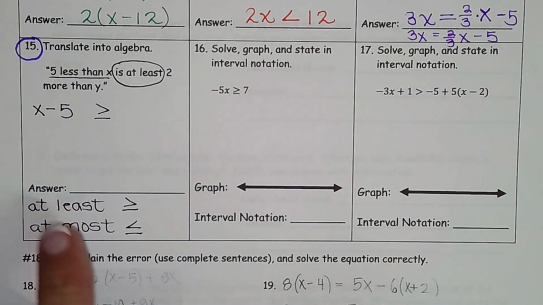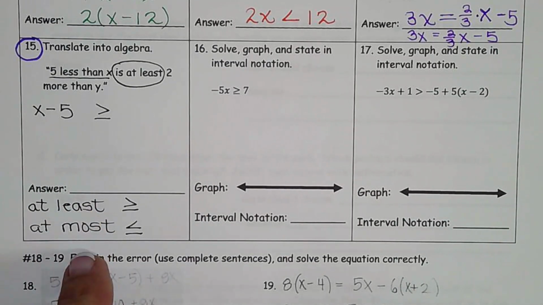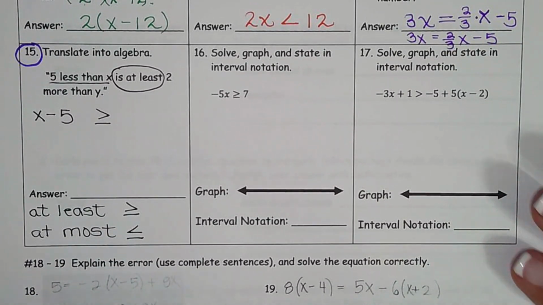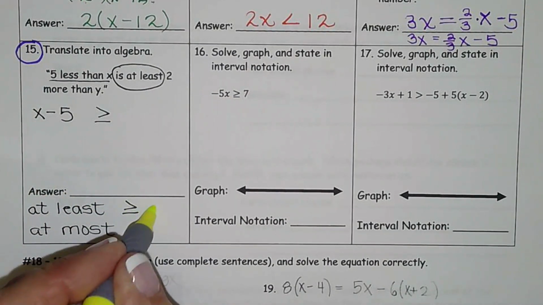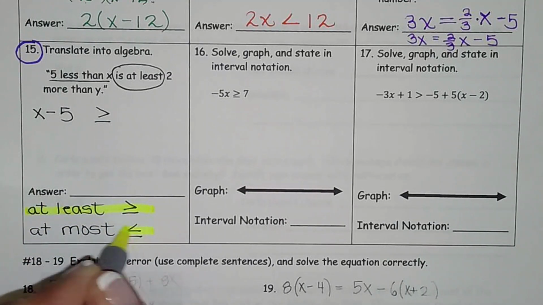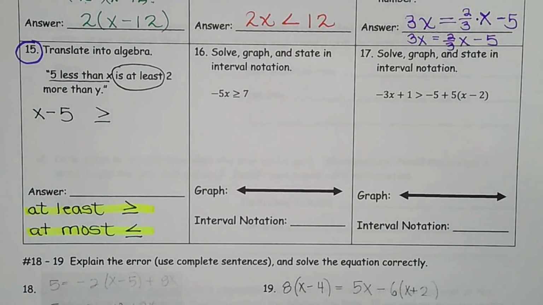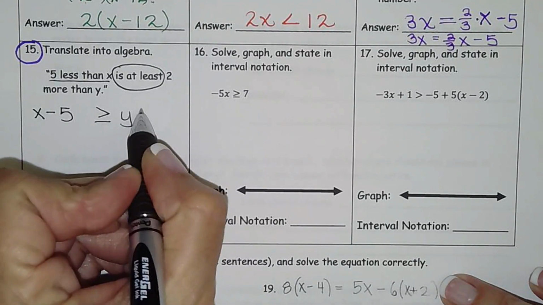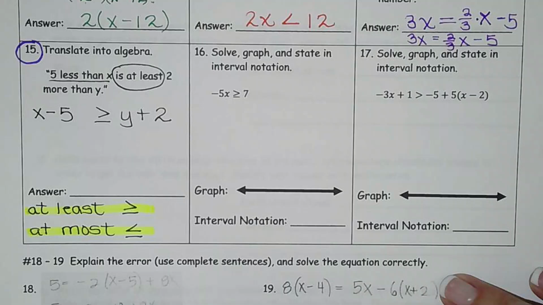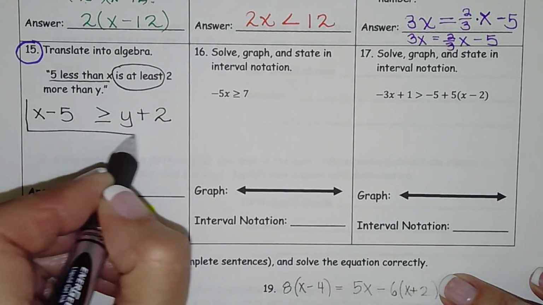So those two are actually the opposite of what most students think, because they see the least and the most and they think less than and greater than. Just do a scenario in your head if you get stuck on that. So that again I would highlight so you have that to look at. Remind yourself. Okay, 2 more than y, so y plus 2. So there's your answer.